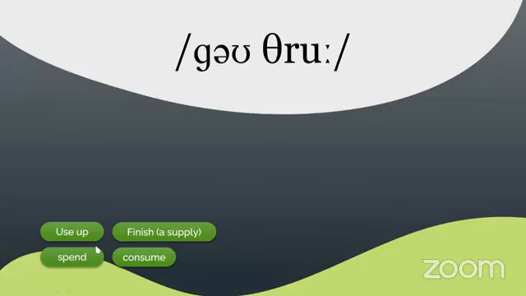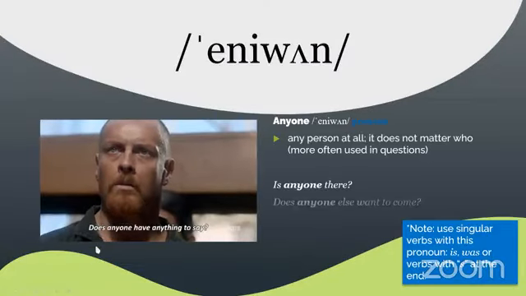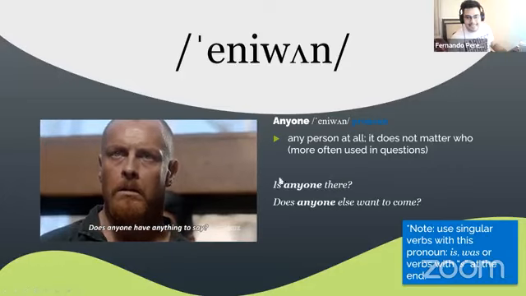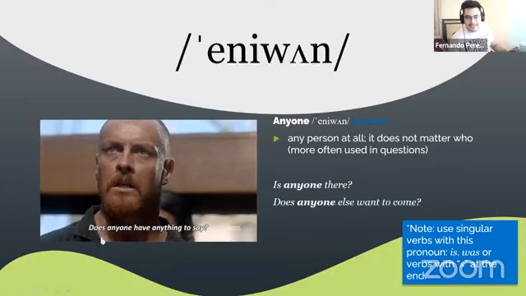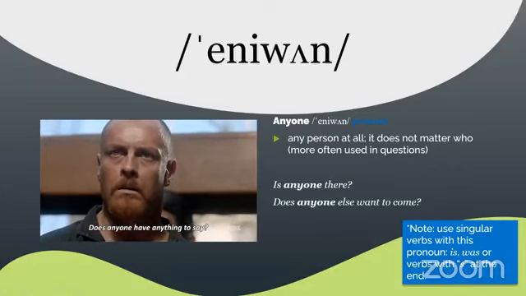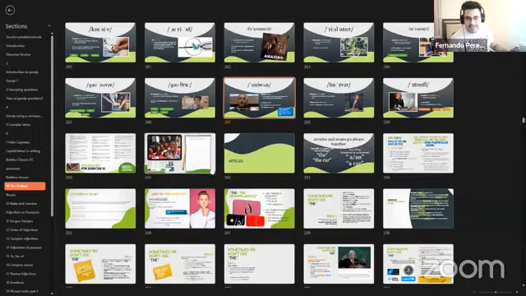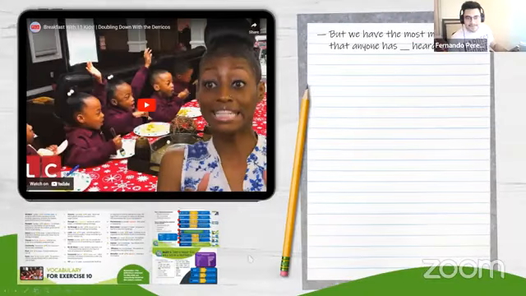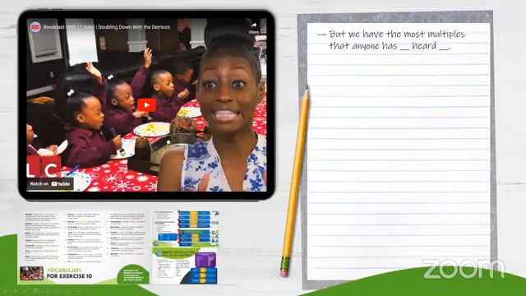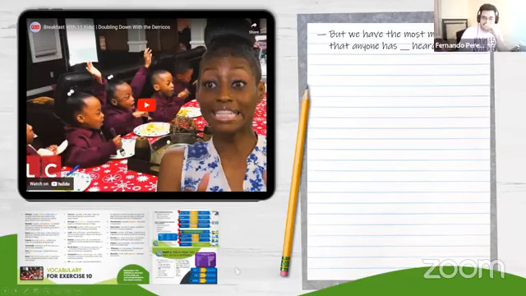Of course. Talking about is anyone, does anyone. So in this case, anyone has, which is an affirmation. Has anyone? Again, please.